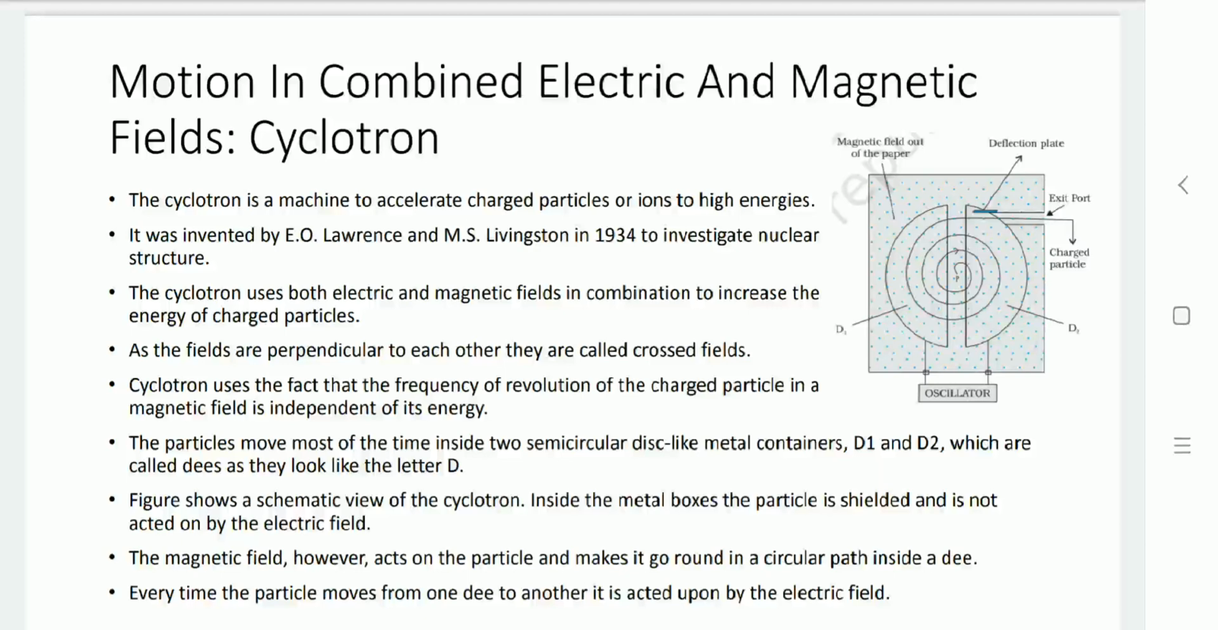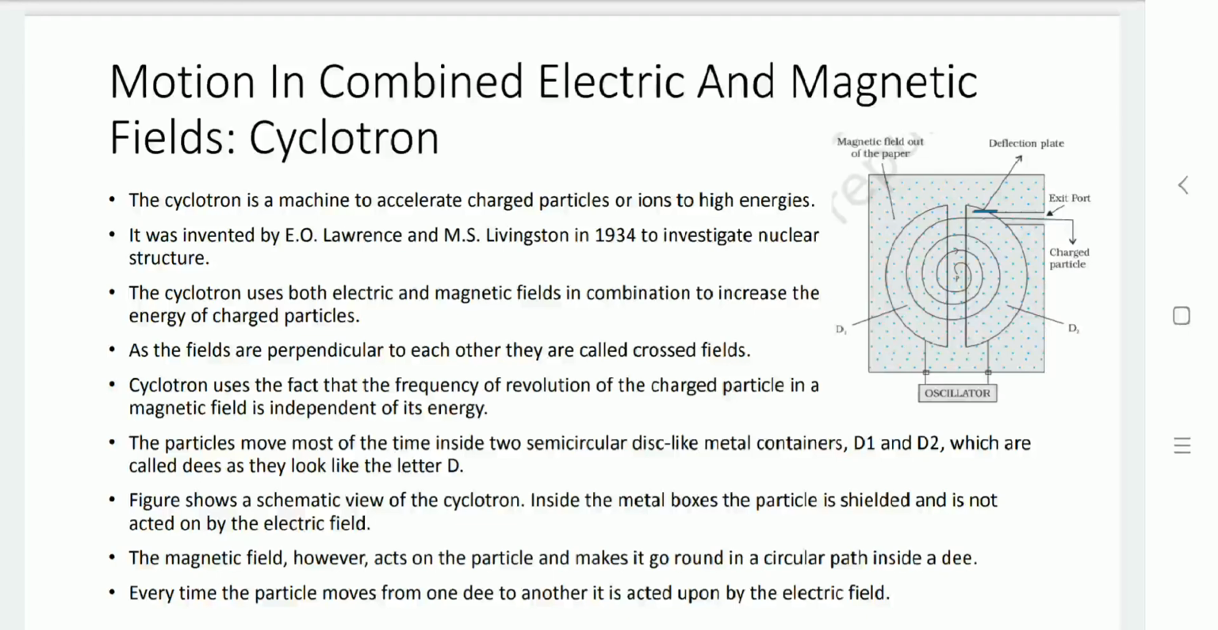So the cyclotron uses both electric and magnetic fields in combination to increase the energy of charged particles. Basically this combined effect boosts up the energy of the charged particle and can reach up to the nuclear structure, or we can say up to nuclear energy. As the fields are perpendicular to each other, they are called crossed fields, as we have studied in the earlier topic.